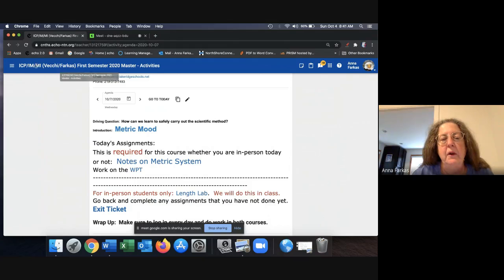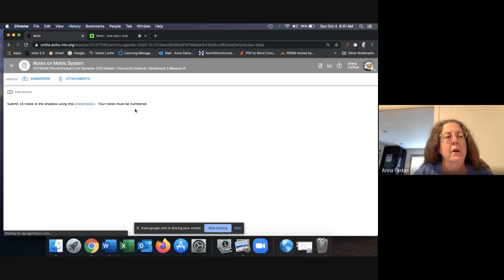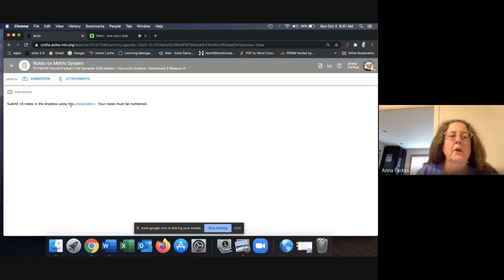Okay, now the independent assignment, both for in-person and remote students, is notes on the metric system. There's a presentation that you'll look at. It's a series of slides, basically a PowerPoint, and you'll put 15 notes in the Dropbox. Please note this instruction. Your notes must be numbered. So not little dots, not dashes, not nothing. Separate them and number your notes.